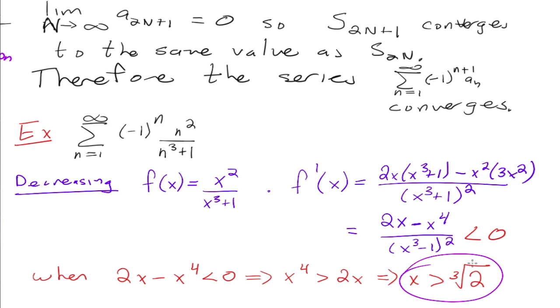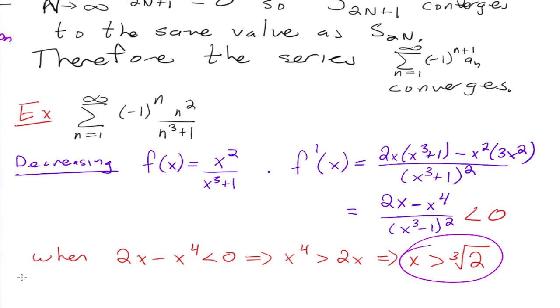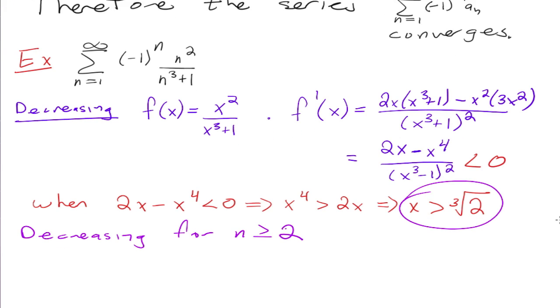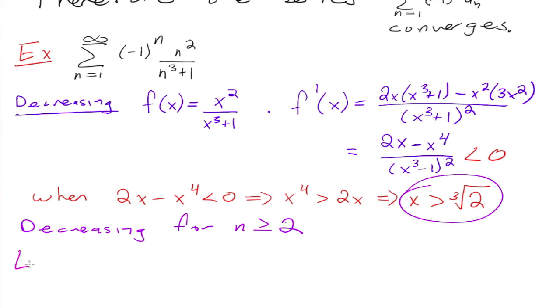So notice that it's not decreasing from the very beginning. This means that it's decreasing for what values of n? Well, n is a natural number, right? So they would be n greater than or equal to 2, because the cube root of 2 is a little bit greater than 1. Do you have a question? Do you round up or round down whenever you do that? Up. So that's good, right? Now we need to show the limit as n goes to infinity.